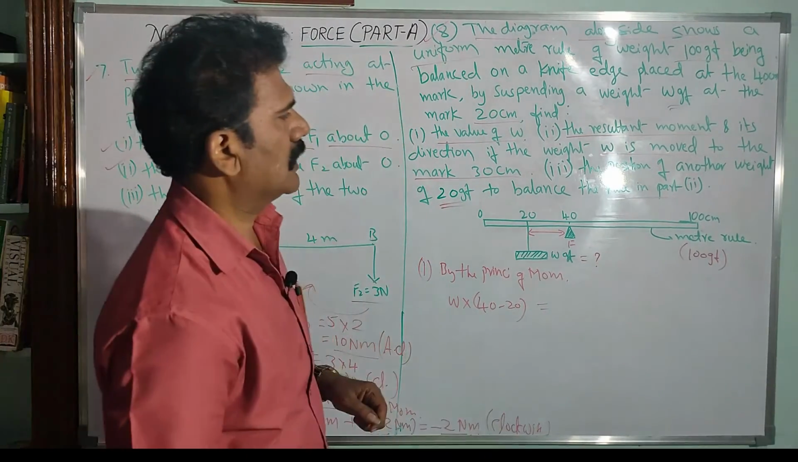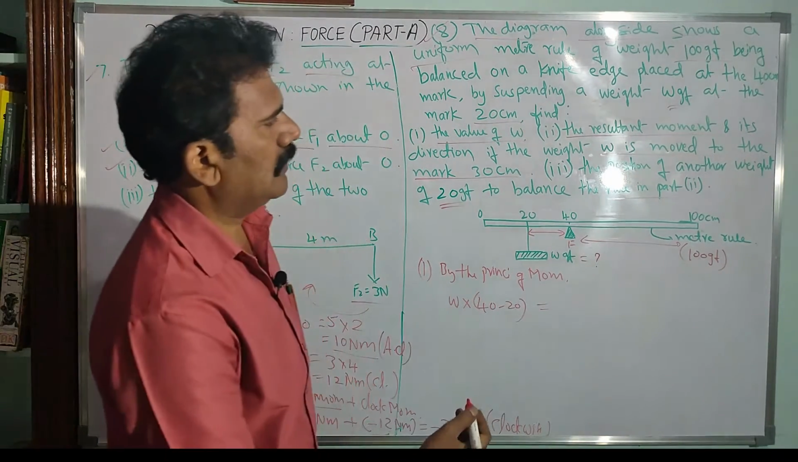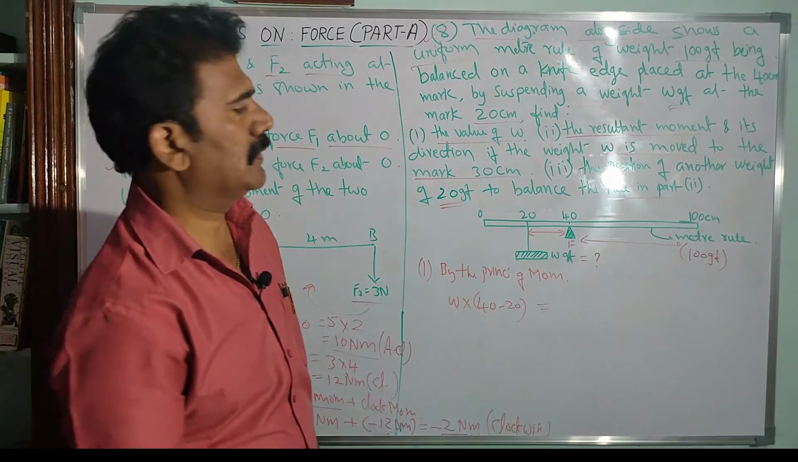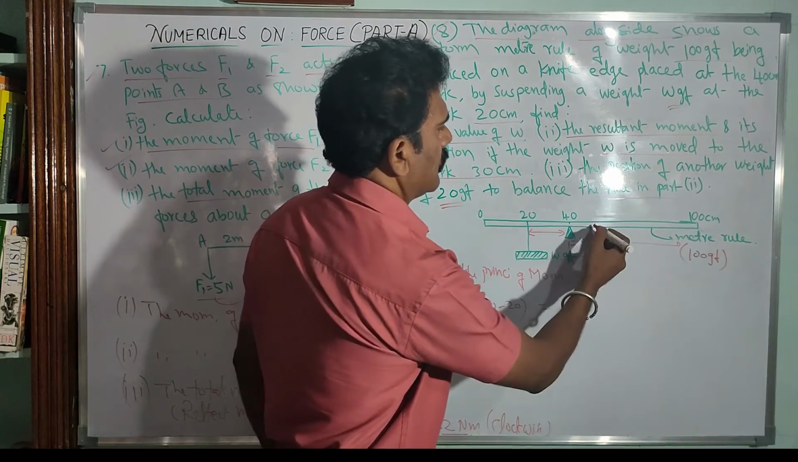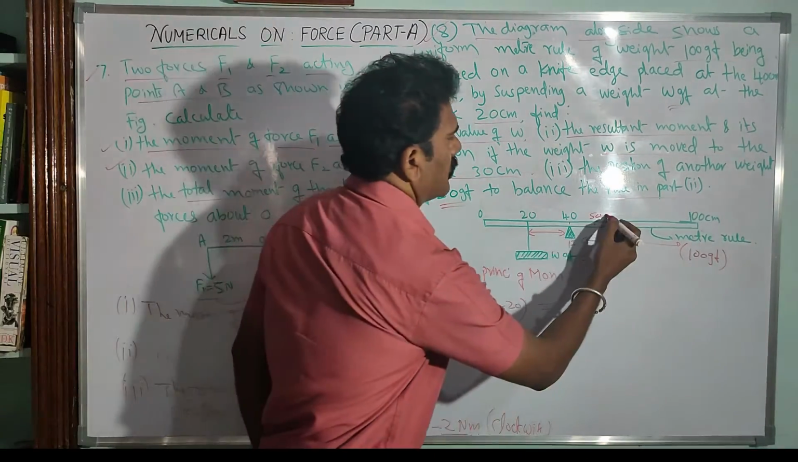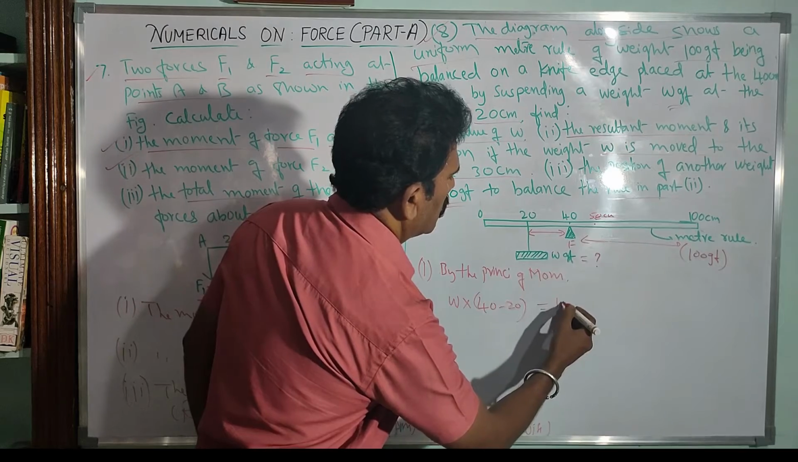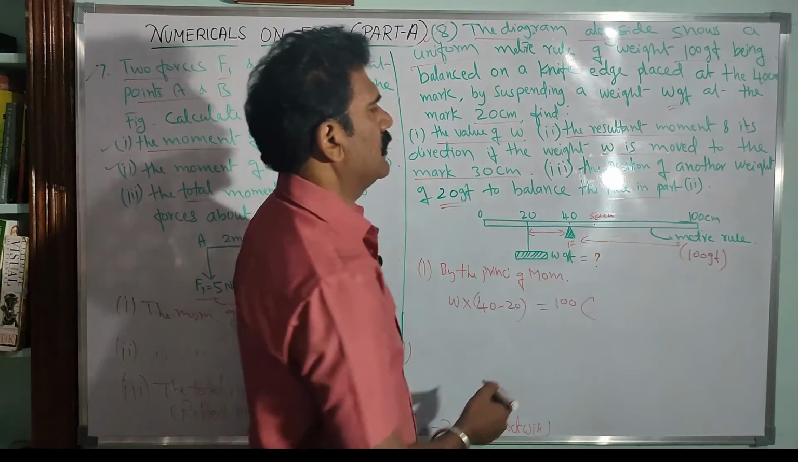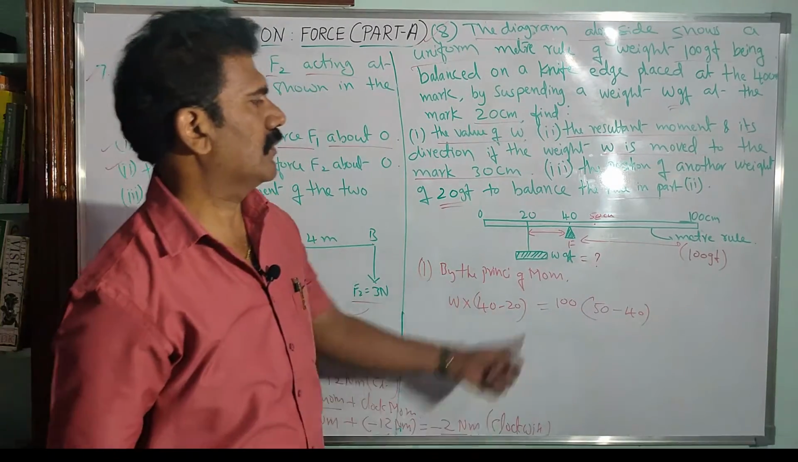That is balanced by the weight of the meter rule on the other side, which gives the anti-clockwise moment. The weight of the meter scale can always be considered at the center, the center of gravity. The center of the meter scale is marked at 50 centimeter, so the weight should be considered at the 50 centimeter point. The weight of the beam is 100, and the distance from the fulcrum is 50 centimeter minus 40.